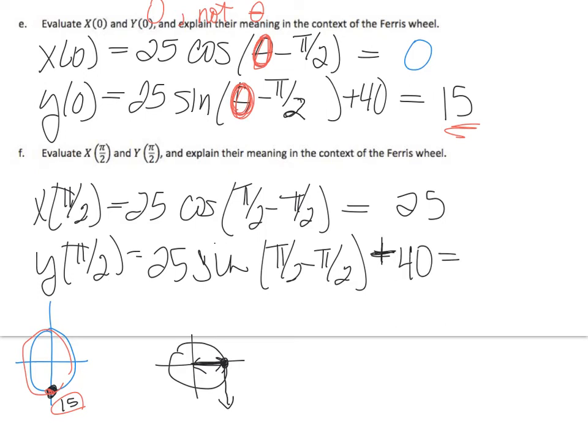So that's going to cancel out, and I'm left with 40, which will be 25 plus 15. Yes, so the wheel has rotated pi over 2 through the Ferris wheel. So the co-height is 25 and the height is 40, so we're at the 3 o'clock position, and life is grand.